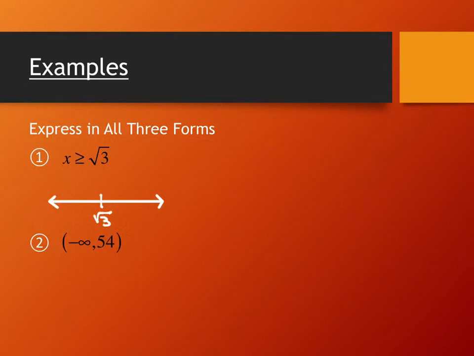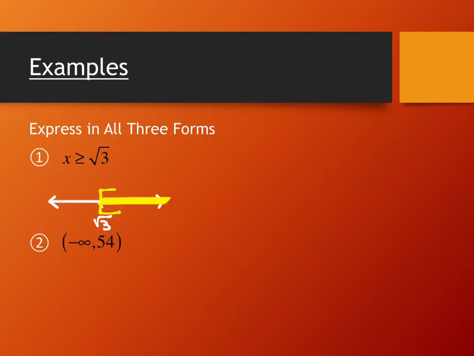And I have to make a decision. How do I shade? The inequality says x is greater than or equal to square root of 3. So, Lindsay, how am I shading? To the right. I need values that are bigger than square root of 3. That's what it means to be greater than. And then somebody tell me, do I have a bracket or parenthesis? I have a bracket, absolutely. Brackets always open toward the shading, so it looks like that. And then I'm going to write my interval notation as my third way of expressing this.